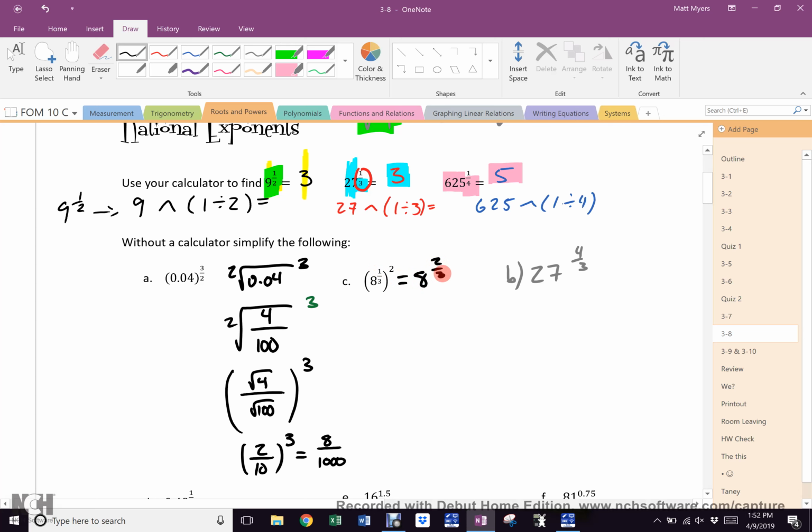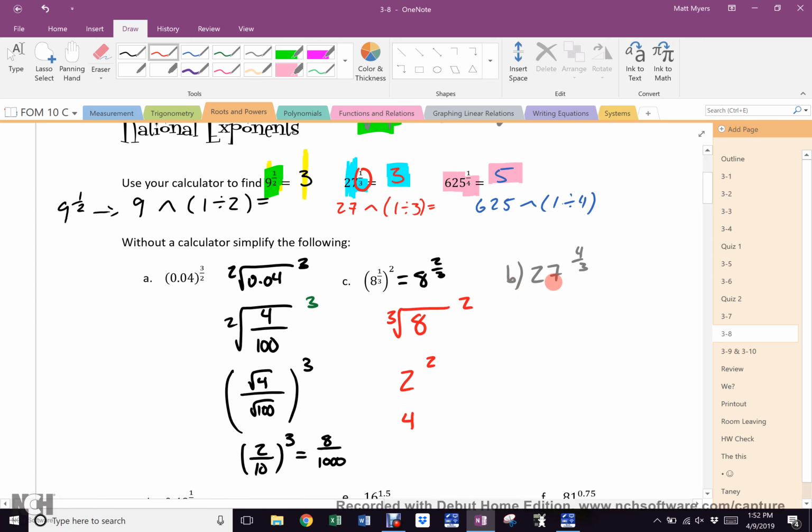Now do I know what to do? Where does the denominator go? To the index. Where does the base go? To the radicand. Where does the numerator go? To the power. What is the cubed root of 8? 2. Squared. What is 2 squared? 4. And I'm done. Everybody cool? Easy peasy lemon squeezy, right?